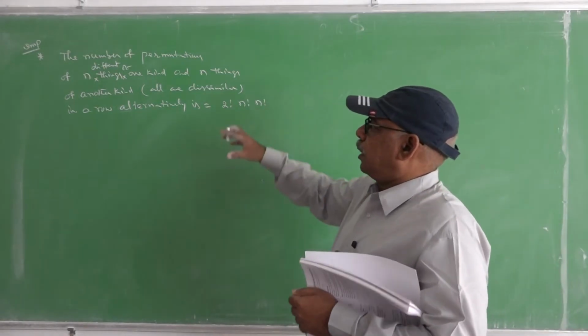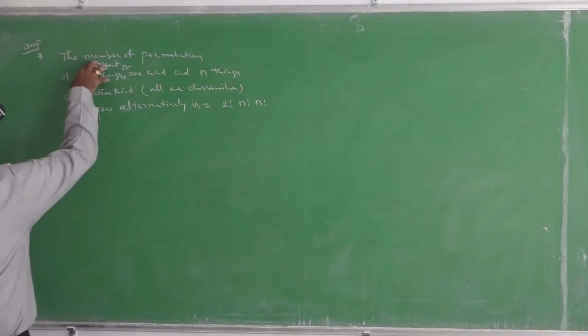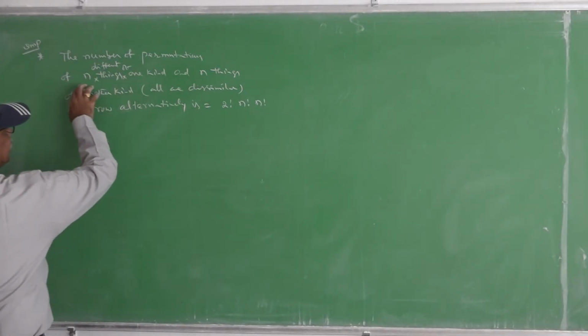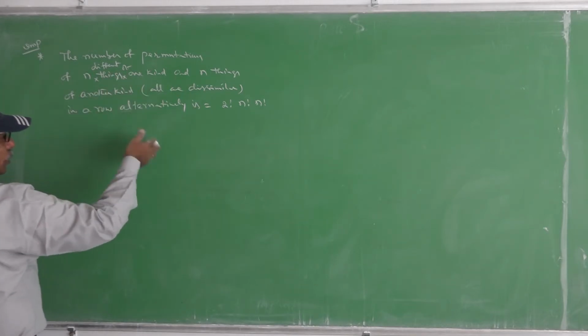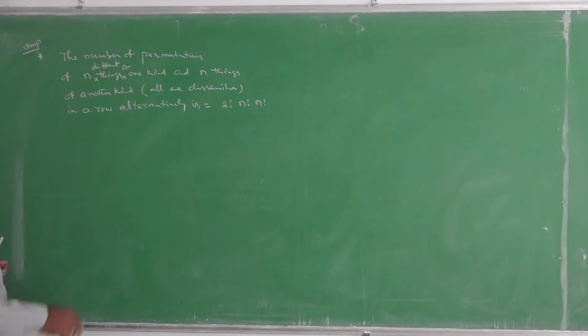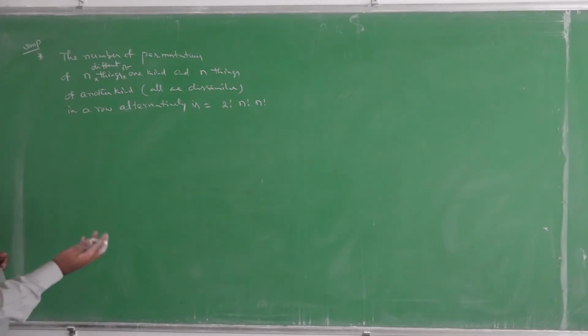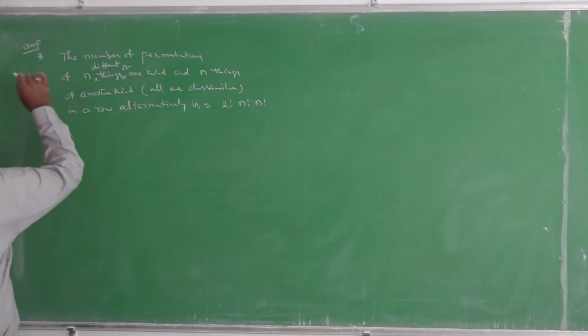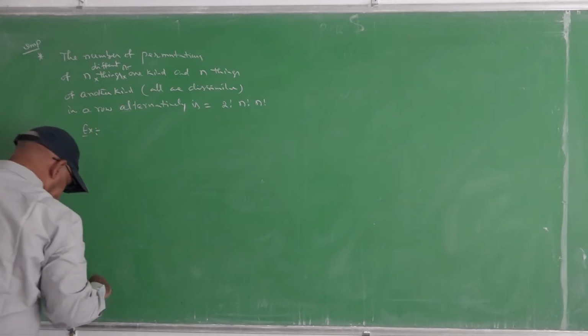So n different things of one kind, suppose n boys, and n different things of another kind, n girls, may be arranged in a row so that they come alternatively is 2 factorial into n factorial into n factorial. This is one important example. This is the best example.